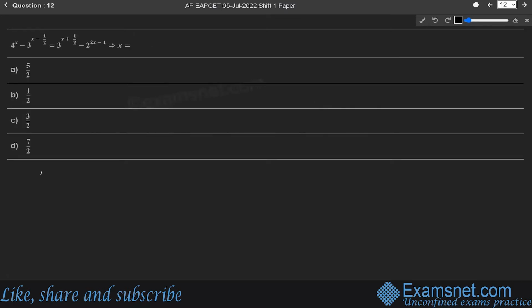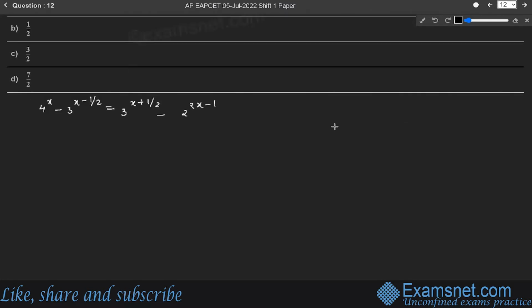Next question is 4^x - 3^(x - 1/2) = 3^(x + 1/2) - 2^(2x - 1). Then x is equal to, we have to find the value for x. Now, this expression can be written as (2²)^x - 3^x into 3^(-1/2) equal to 3^x into 3^(1/2) minus 2^(2x) into 2^(-1).